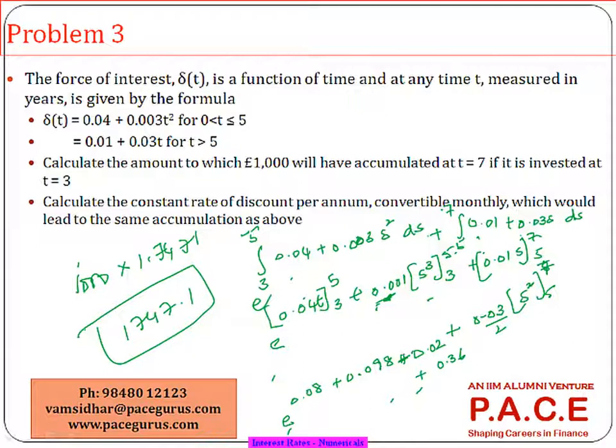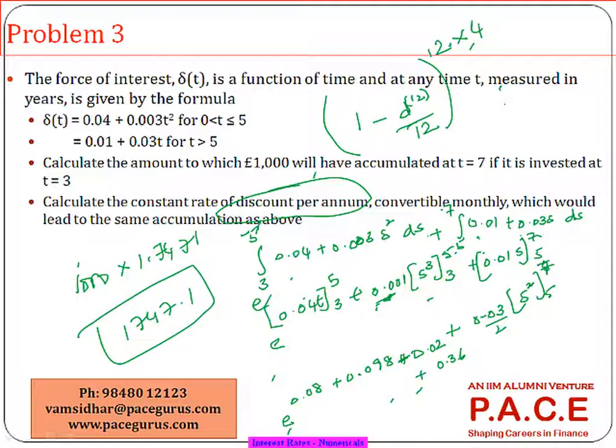Now this we have already seen. Calculate the constant rate of discount per annum convertible monthly. We are not talking about interest. We are talking about the rate of discount, right? What is the formula for the effective rate of discount? We have said 1 minus D12 by 12, because we are talking of convertible monthly, to the power 12, whereas here we are talking about a 4-year kind of a period, right? So I'll take it as into 4.